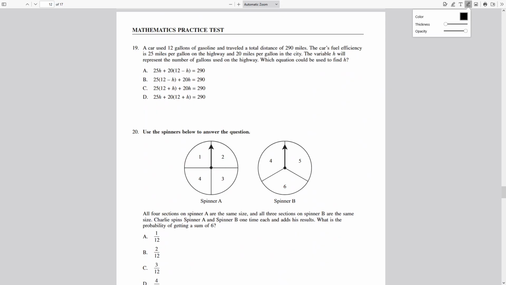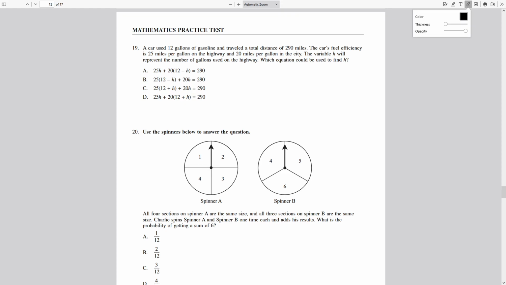A car used 12 gallons of gasoline and traveled a total distance of 290 miles. The car's fuel efficiency is 0.5. The variable H will represent the number of gallons used on the highway. Which equation is used to find H? Crap, this is distracting me.